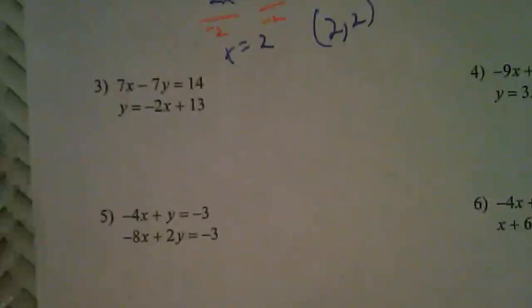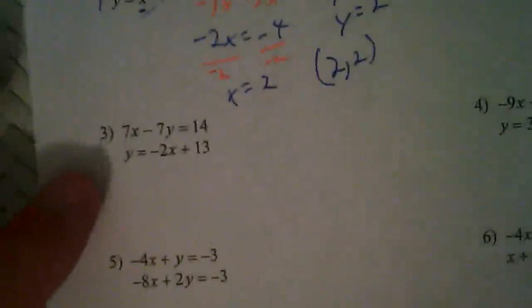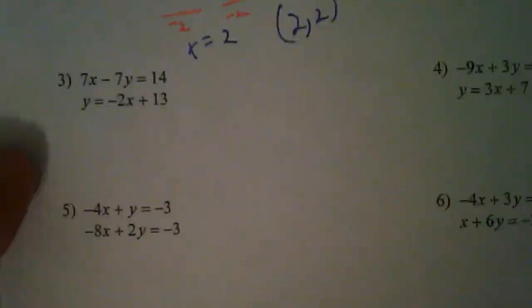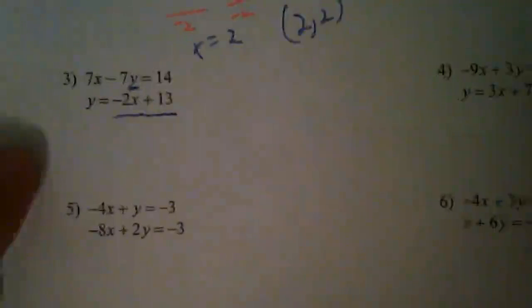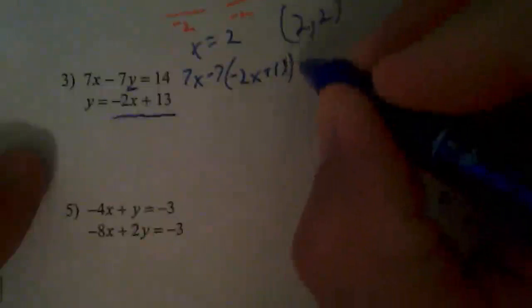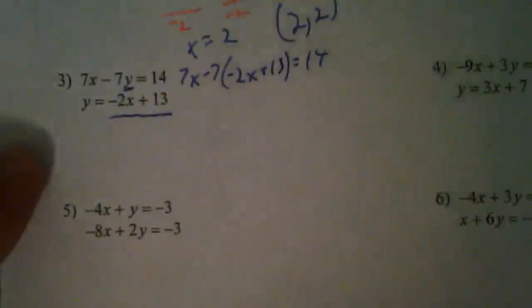All right, go to number 3. On number 3, this one is a little more like the examples that we had done in class the previous day. So this entire thing is set equal to y, therefore we can replace y in the first equation with that entire thing. So we have 7x minus 7 times the quantity negative 2x plus 13 equals 14.